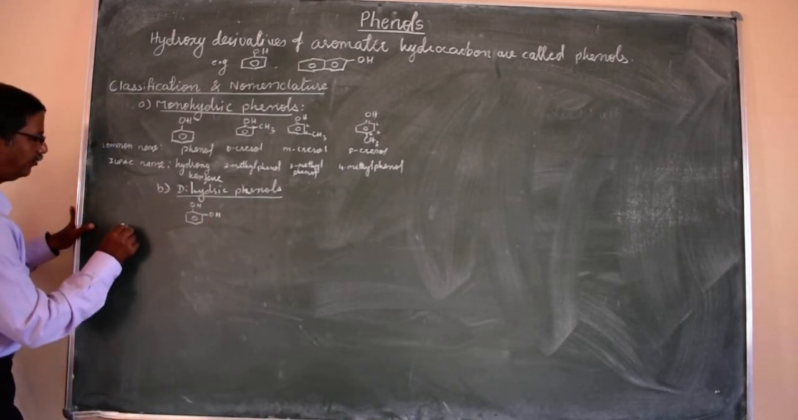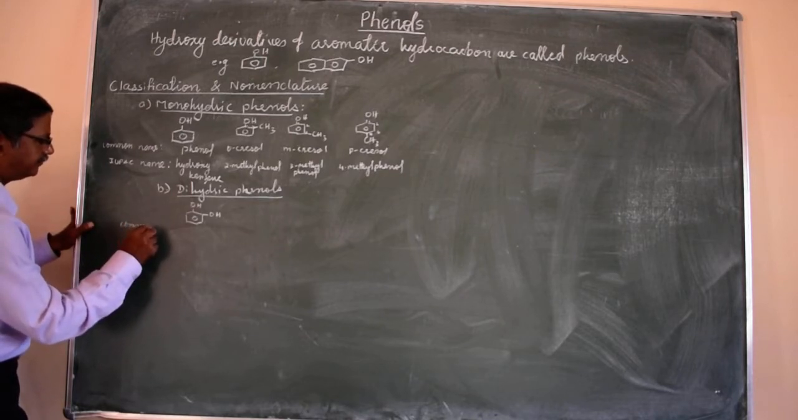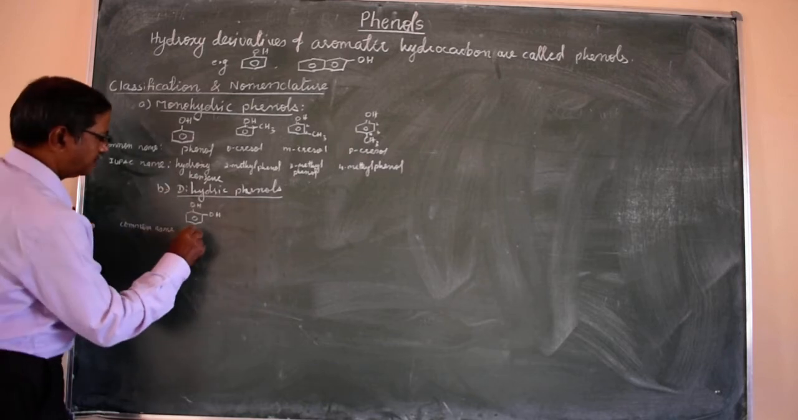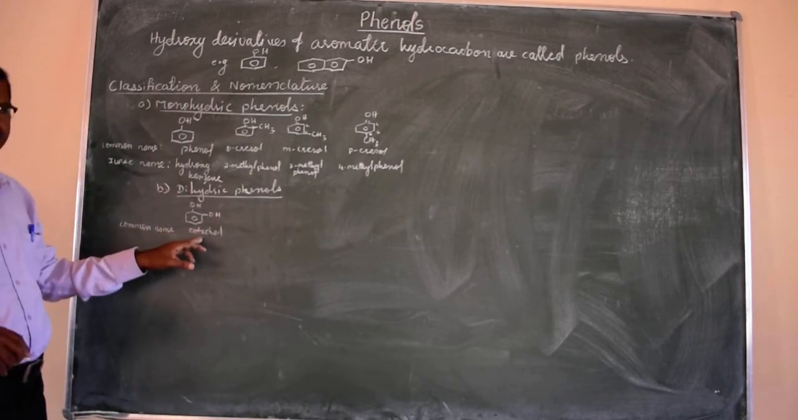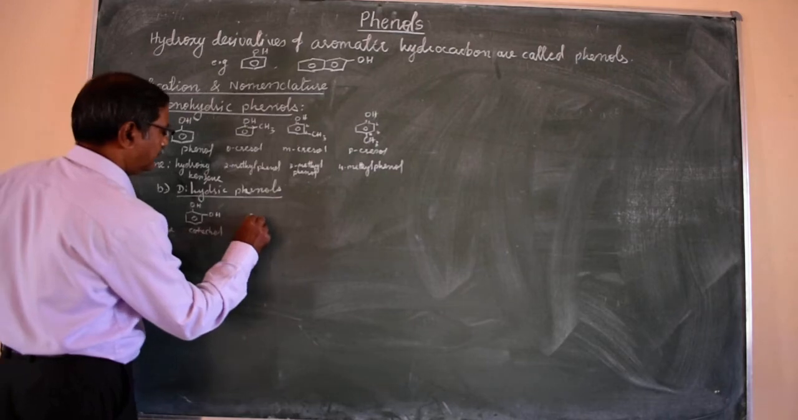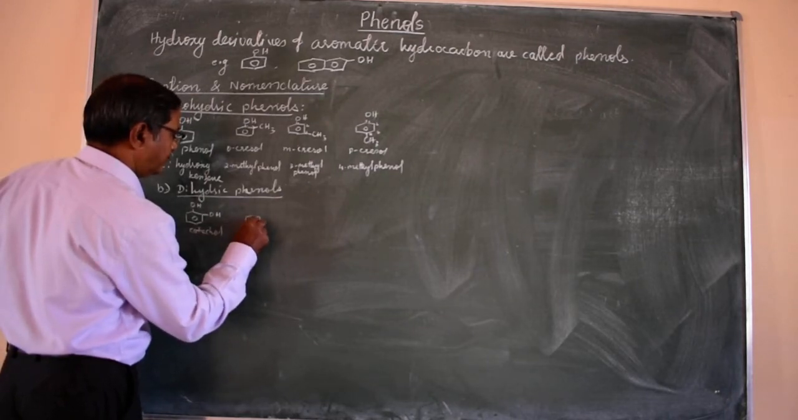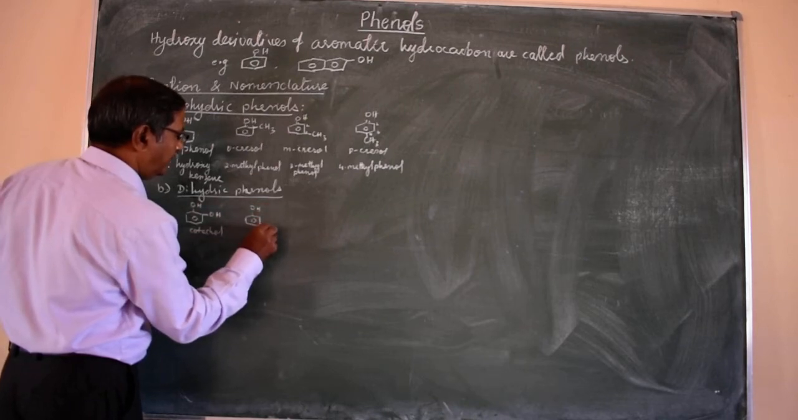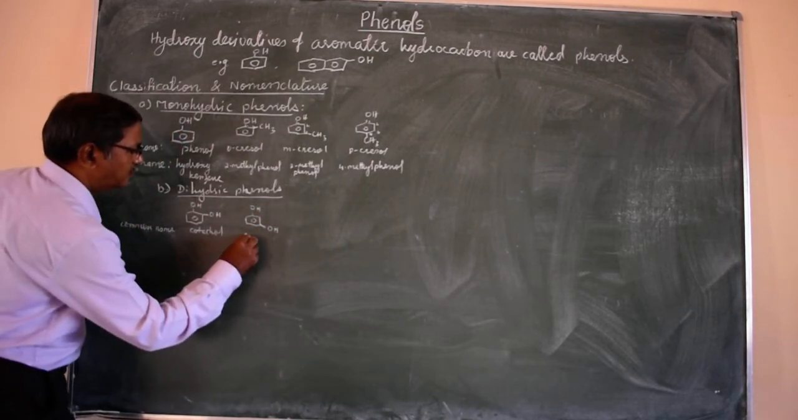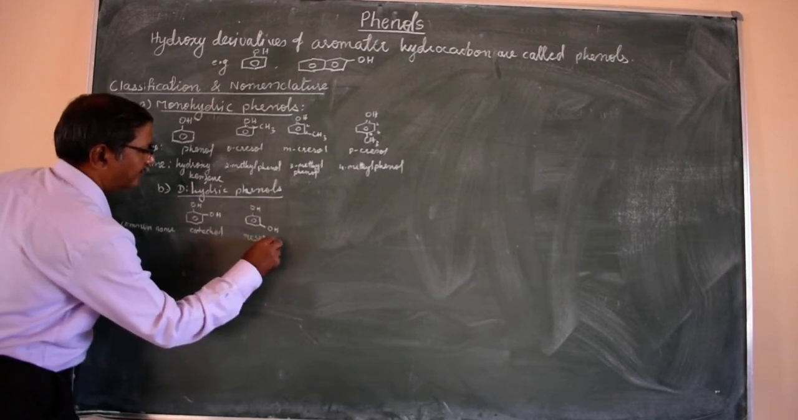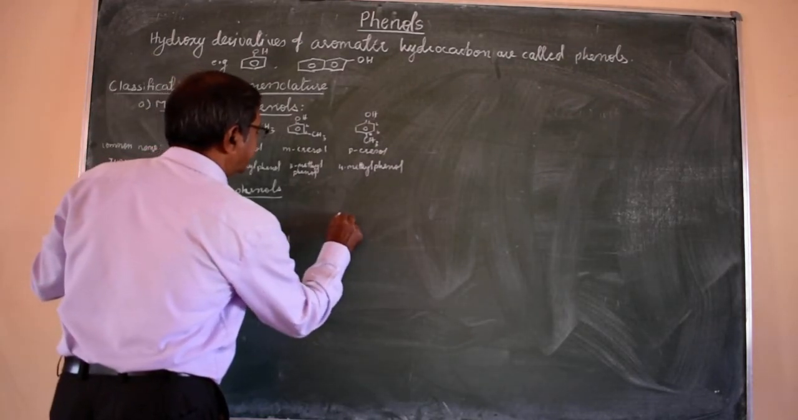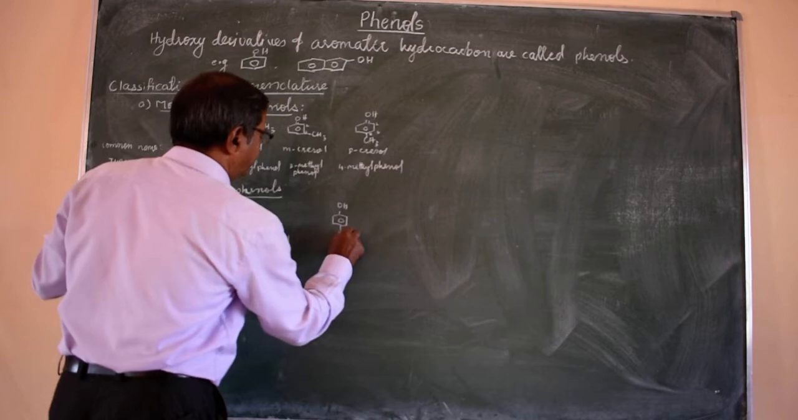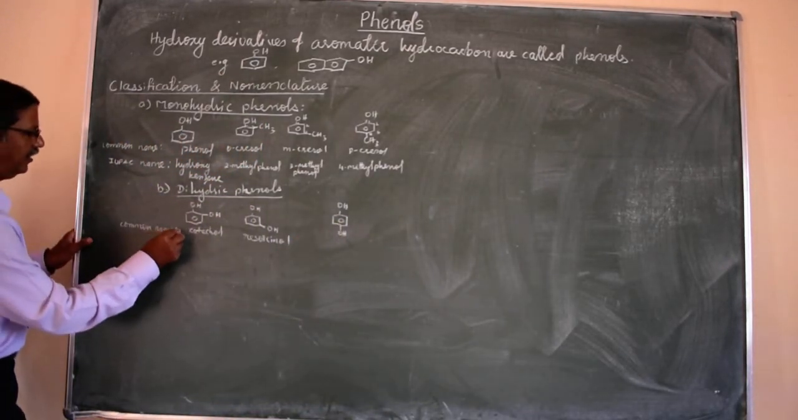So, common name and IUPAC name. This is called catechol, C-A-T-E-C-H-O-L. Then we have OH groups on the 1 and 3rd carbon. This is called resorcinol. Then we have OH groups on opposite sides of the benzene ring. So these are the common names.